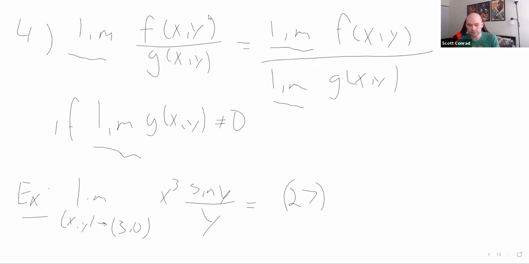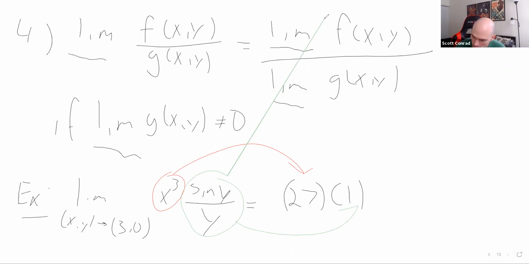And then times the limit as x, y approaches 3, 0 of sine y over y. Not continuous, but we know the limit as x approaches 0 of sine x over x is 1. And this is essentially the same thing, except it's y. X doesn't show up, but it's approaching 0. And we know the limit as y approaches 0 of sine y over y is just 1. And so we know both those limits exist. So if we multiply the two together, the limit is the product of the limits. And so we get 27.